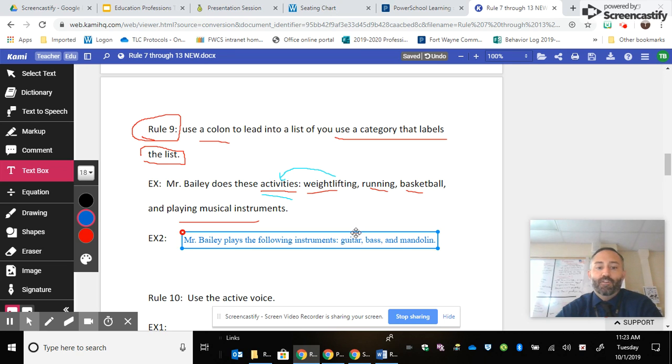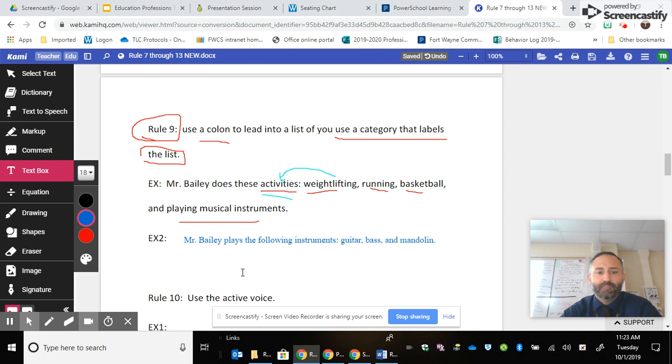One of the other things too that is part of the strange parts of this rule is that actually the list can be one item long. It doesn't have to be like a list of 3 or more. It can just be one item long. But I feel like using a colon leading into a list sometimes is a really good way to go.